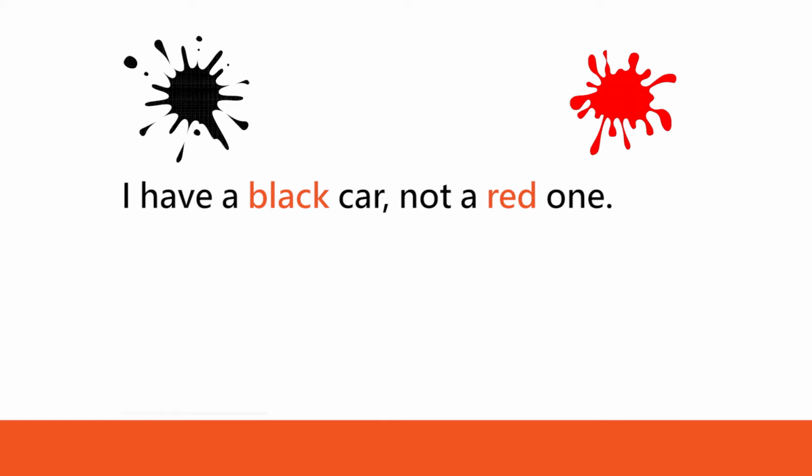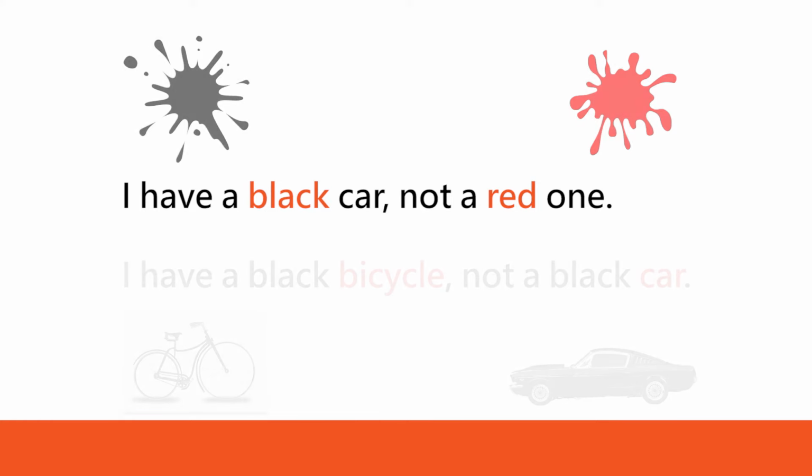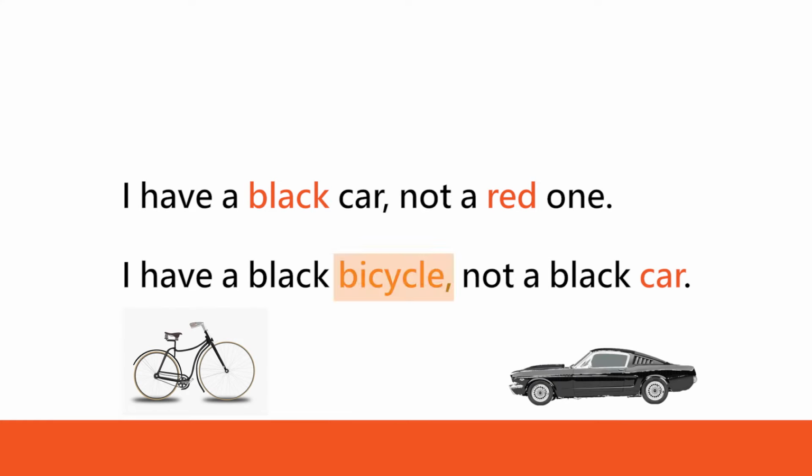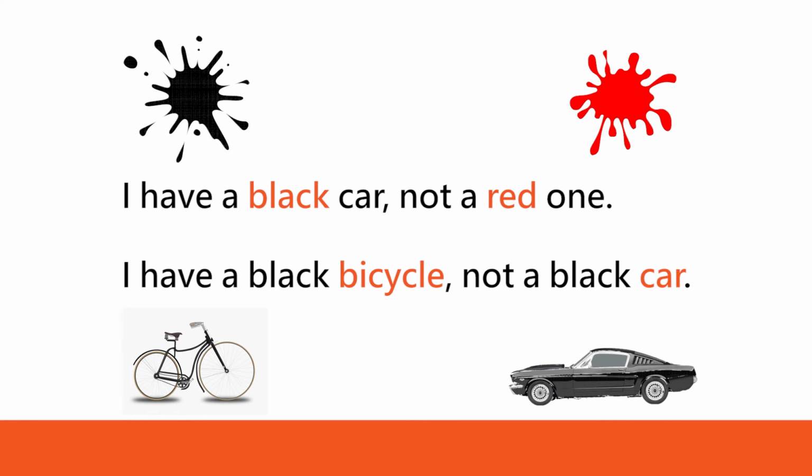For example, if you want to emphasize the noun, then you can say, I have a black bicycle, not a black car. So here the emphasis is on the nouns, which are bicycle and car. But in the first sentence, as you said, I have a black car, not a red car. These are examples of stress at word level and sentence level.